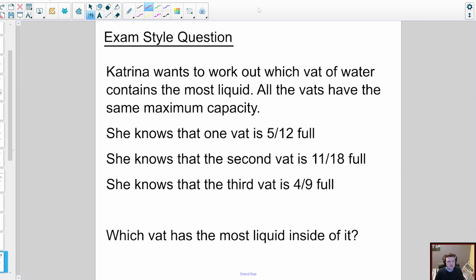Okay, so here's an exam style question for you to work with, where we have to compare which one is the biggest. Katrina wants to work out which vat of water contains the most liquid. All the vats have the same maximum capacity, meaning they can all hold the same amount of liquid. She knows that one vat is 5 12ths full, the second vat is 11 out of 18ths full, and the third vat is 4 9ths full. Which vat has the most liquid inside of it? There are lots of ways of working this question out. I'm going to do the way that makes the most sense to me, but try your best to do whatever you think is sensible, and I will see you in just a second.